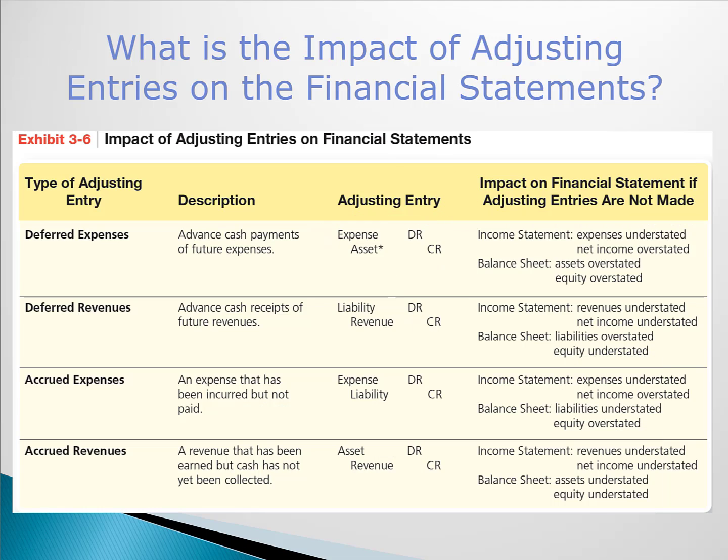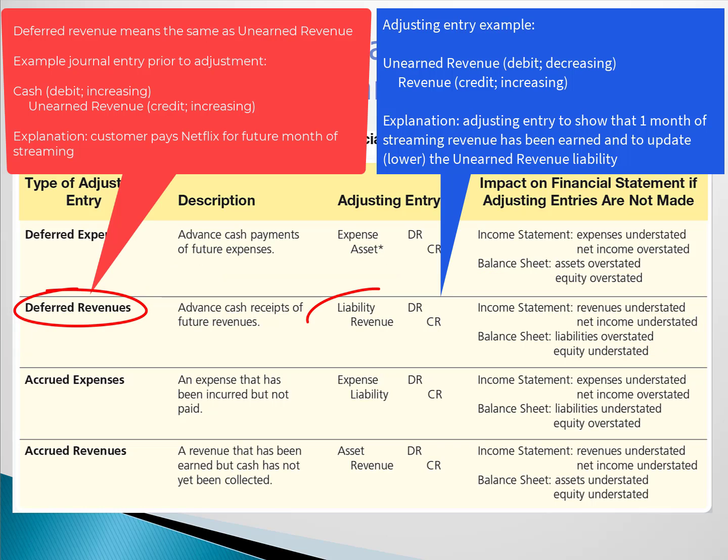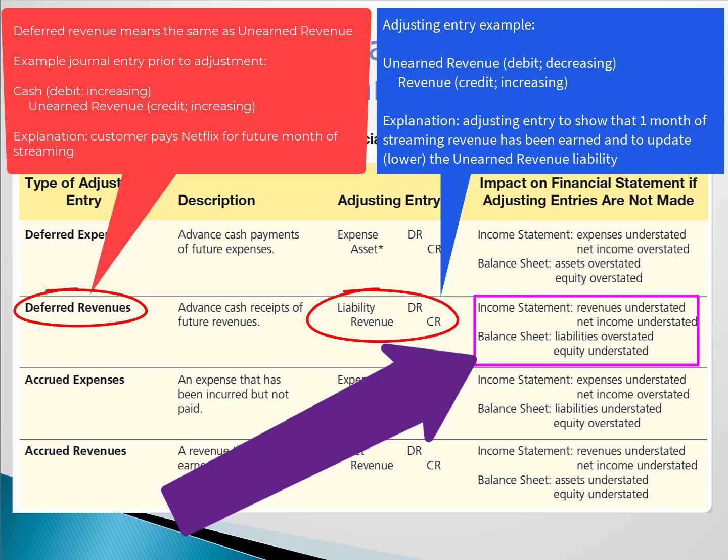And because expenses affect equity, if you left out the expense, then the equity would be overstated, because remember, expenses lower equity. Deferred revenues are advance cash receipts of future revenues, such as magazine subscriptions. The adjusting entry, as we mentioned before, is to debit a liability to lower the liability when you earn the revenue, and then you would increase a revenue account. If you forgot this adjusting entry, on the income statement, revenues would be understated, and therefore net income would be understated. And on your balance sheet, liabilities would be overstated because you did not lower your liability with the debit.